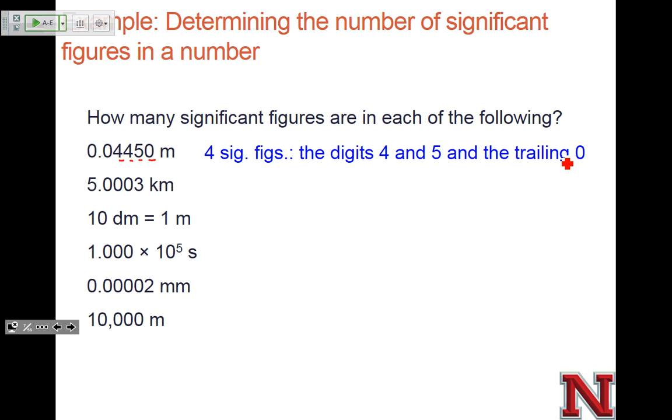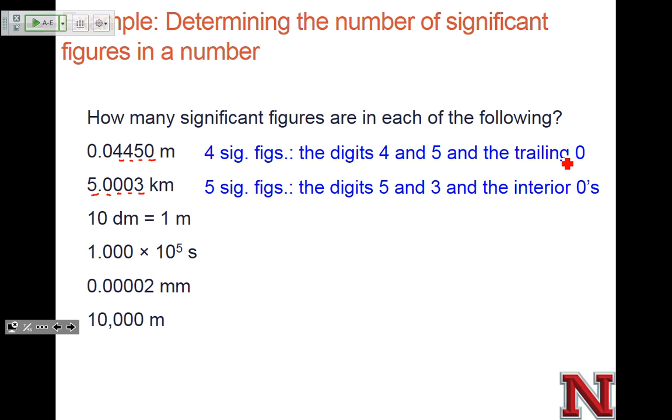I like to underline them. In the next example, how many significant figures do we have? 5. All those zeros are in between non-zero numbers, so they're all significant. That one's fairly straightforward. In the next one, we have a relationship. How many significant figures do we have? This is one of those exact examples. We know 10 decimeters equals 1 meter. That is an infinite number of significant figures. That will not affect our final significant figure number.